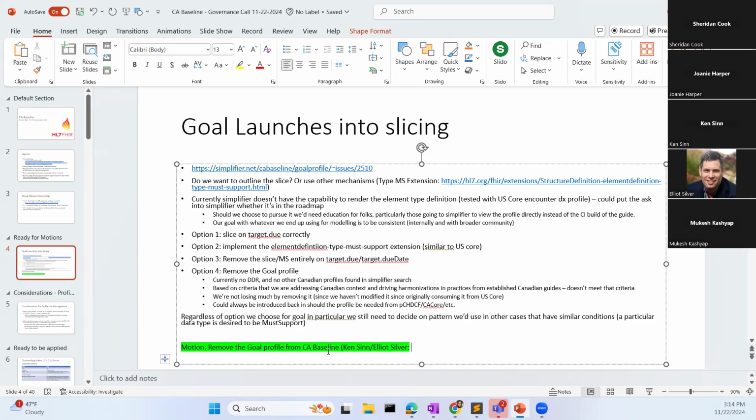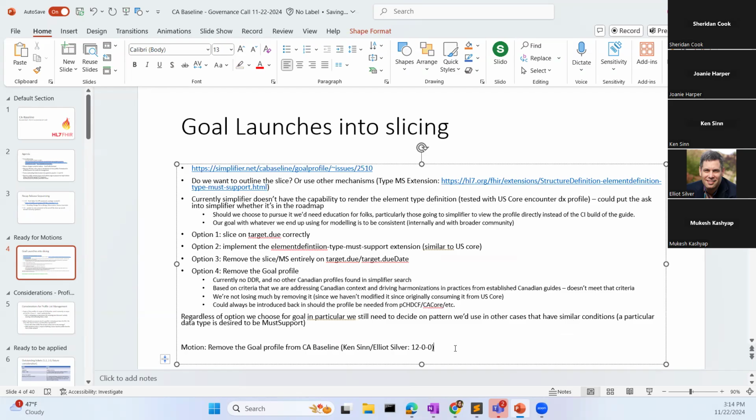So I'll call back to, is there anyone that wants to abstain from the vote? Is there anyone that wants to vote negative on this motion? All right, the vote carries, the motion carries, 12-0-0. Beautiful. Okay. So we will remove goal from the list.